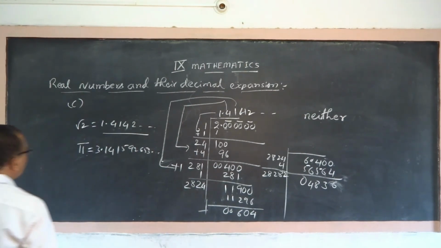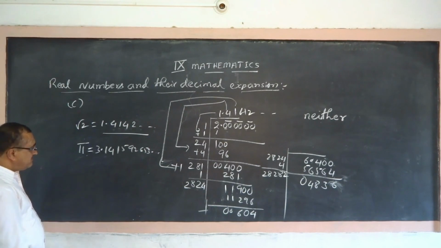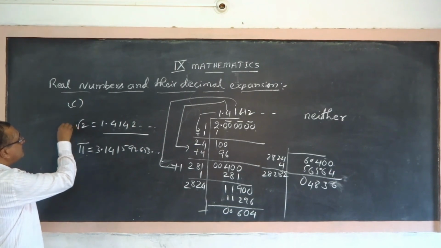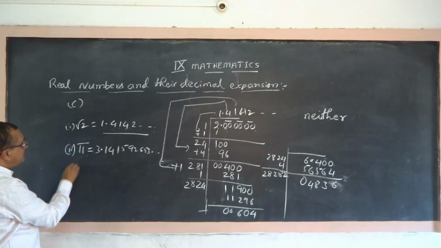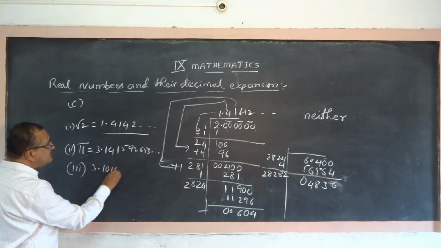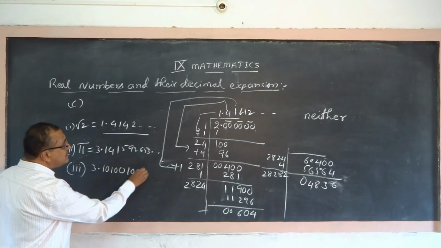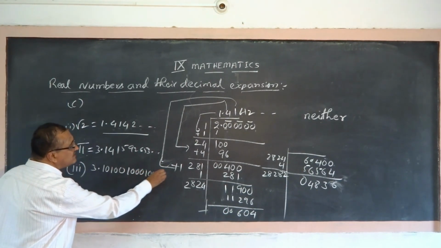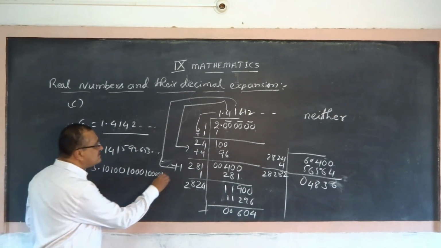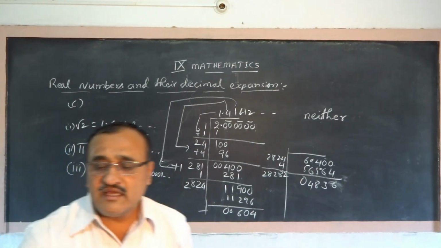So in general, how do we express irrational numbers? A third example of an irrational number is 3.10100 and so on. Look, it does not repeat, so we go like this: 10100, 130, 140. If we keep writing like this, this is what is called an irrational number. They do not end, they do not terminate, and they do not recur. Such numbers we call irrational numbers.